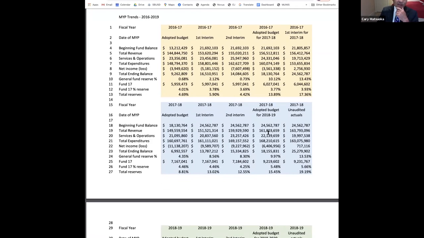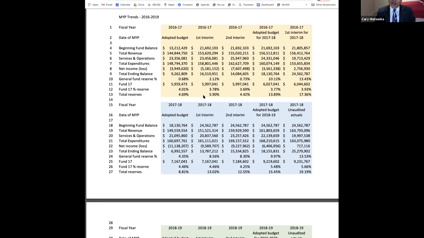And probably the most important thing to look at is total reserves, because what that represents is just cash. Total reserves equals cash. That's what we have to weather storms, to get through cash flow. And if you look at the 2016-17 year, it started off pretty low, 4.69%. Now, I'm gonna slow down here. That's where we thought we would end the year. Okay, that's your adopted budget in June of 2016. And that's where we thought we would end on June 30th, 2017. It's really a look ahead.